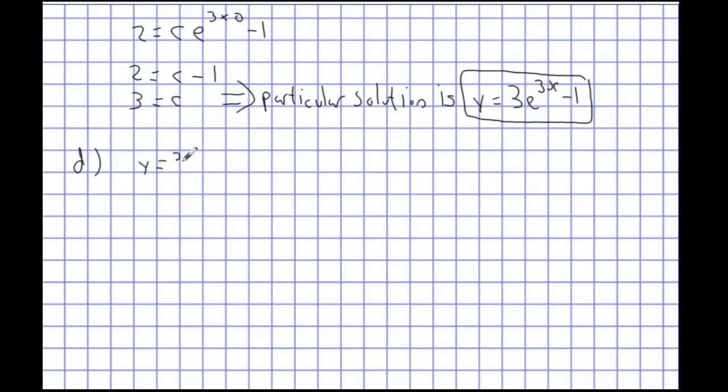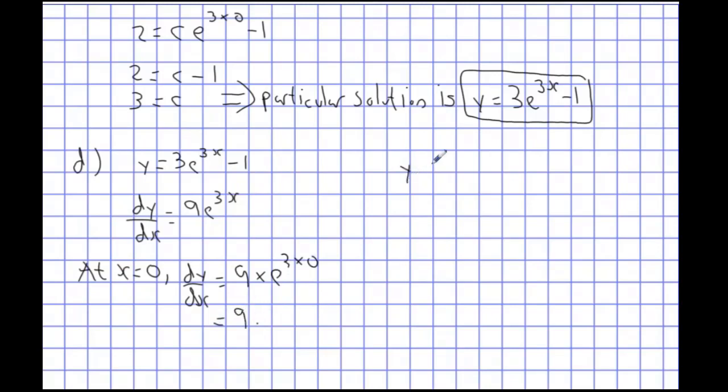So basically, y equals 3e to the 3x minus 1. We did actually differentiate earlier, but it's quite a simple one to differentiate, so we'll just put it down anyway. So dy by dx equals, well, it's going to be 9e to the 3x, and the minus 1 disappears. So at x equals 0, dy by dx is going to be 9 times e to the 3 times 0, which is 9.